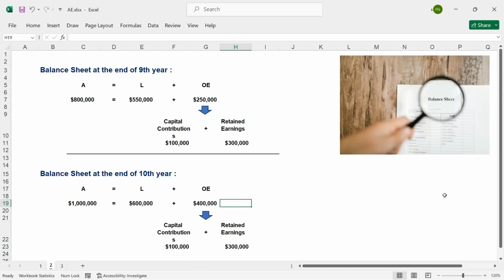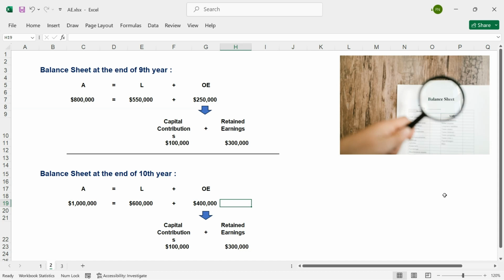For example, let's assume that, yes, at the end of this 10th year, we have assets of a business amounting to $1 million of assets. But if I told you that at the end of the 9th year, the amount of total assets was $800,000, you could reasonably conclude that over the last year, assets theoretically must have increased from $800,000 to $1 million. In other words, this company is growing. Its assets are increasing.